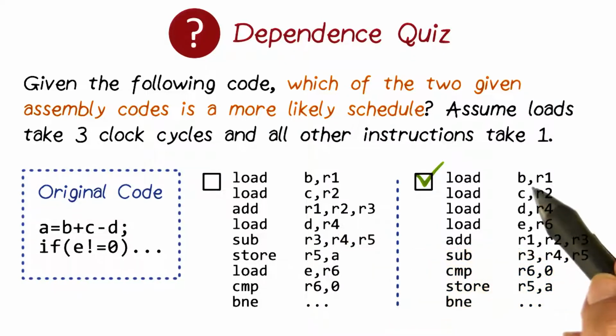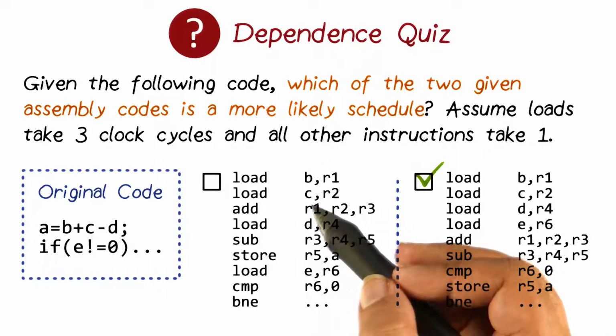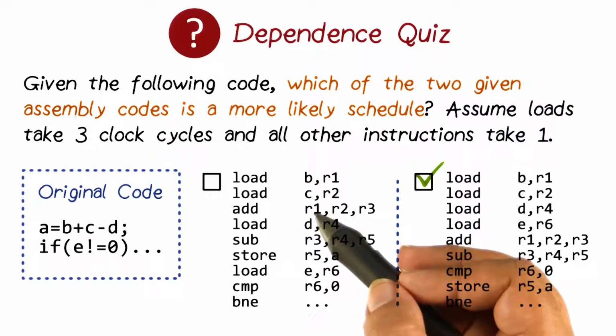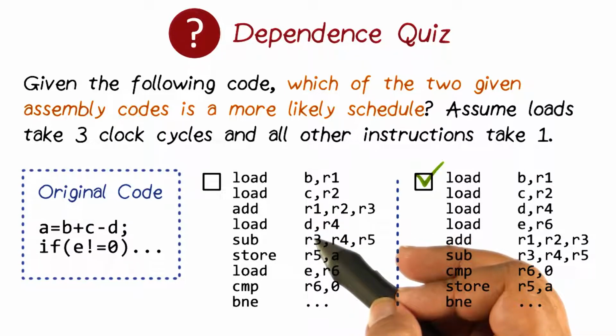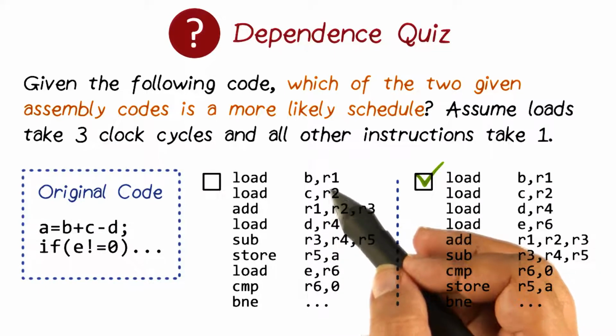Whereas that is not true over here. All these loads are independent, so they can keep going because they are fetching all these different operands. They are going to different registers, so they don't get blocked, and that's why this is a better scheduled code than the first one. The first one in fact can be considered unscheduled because it is not really taking advantage of the fact that all these loads can execute one after the other in the pipeline, and the add gets enough time for the first loads to complete.